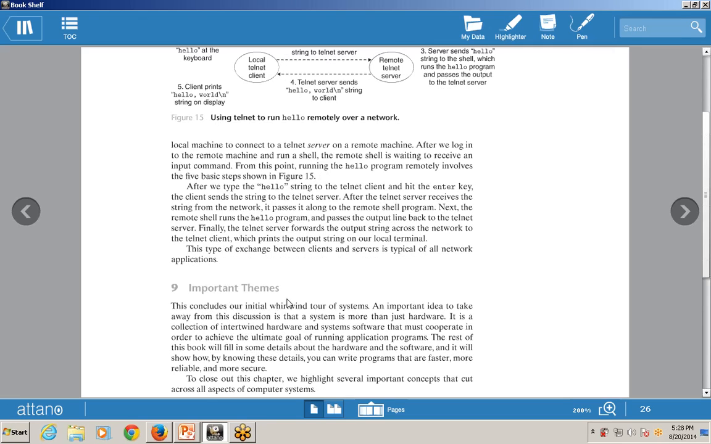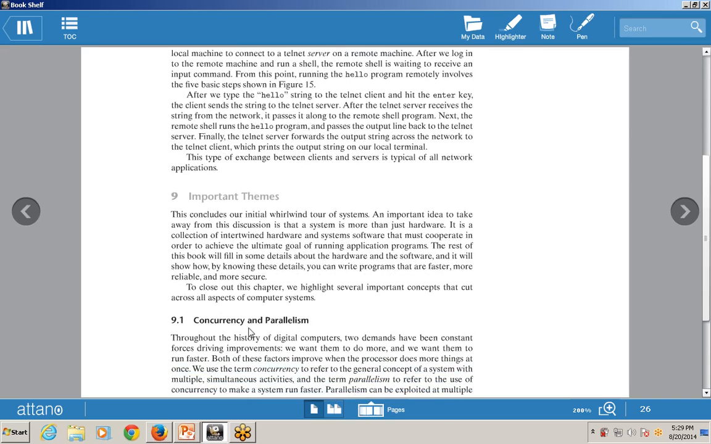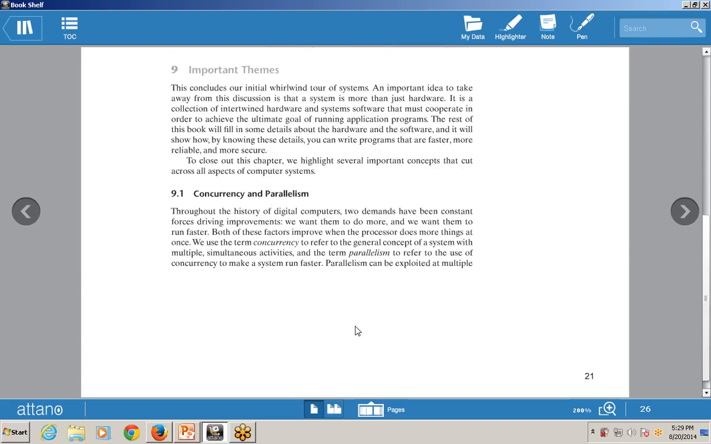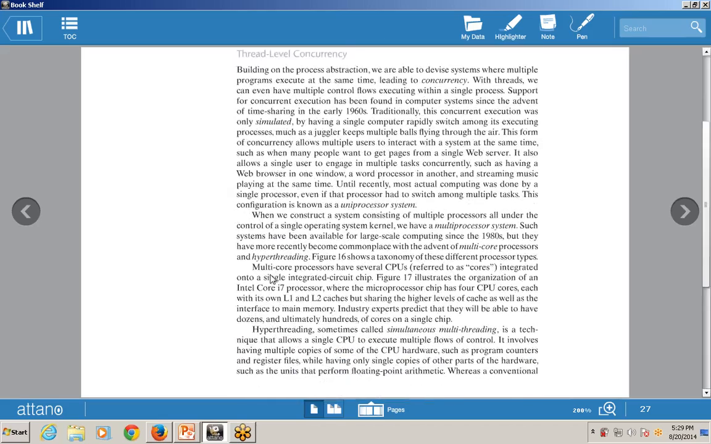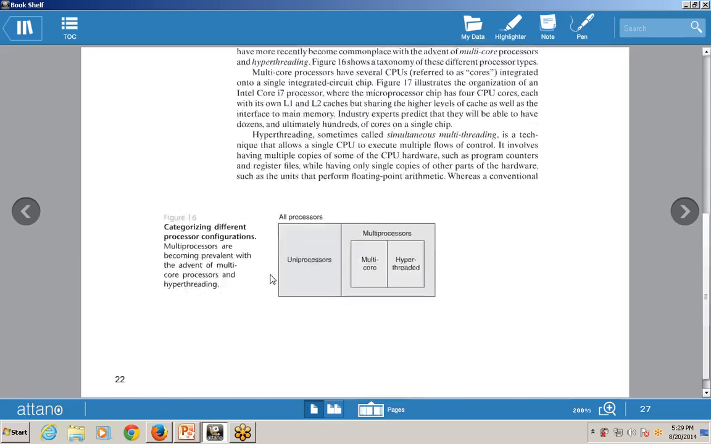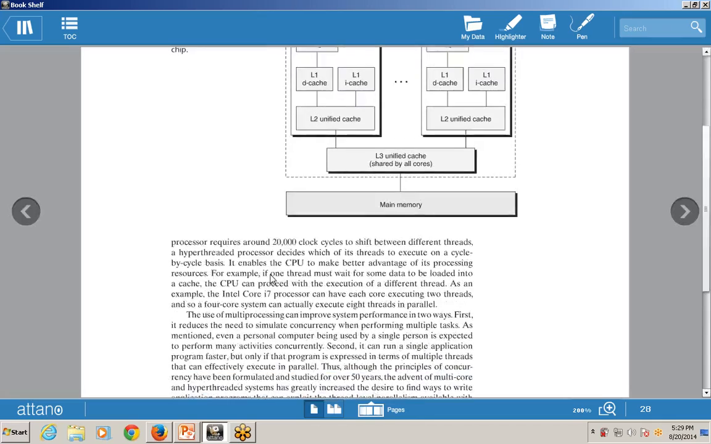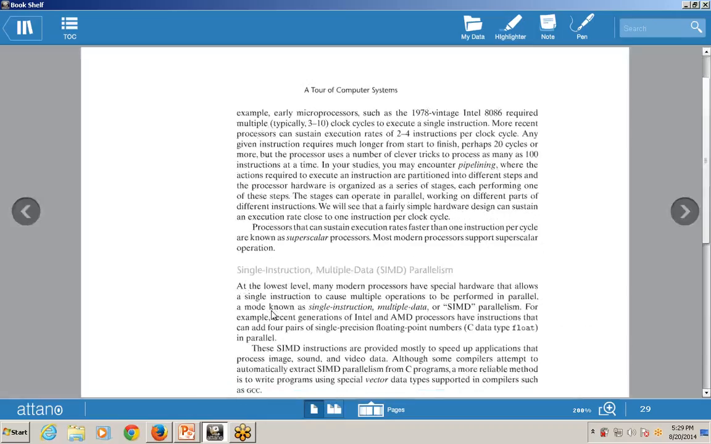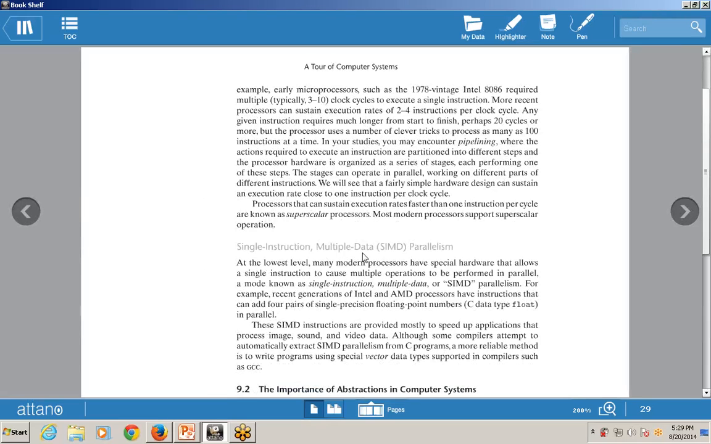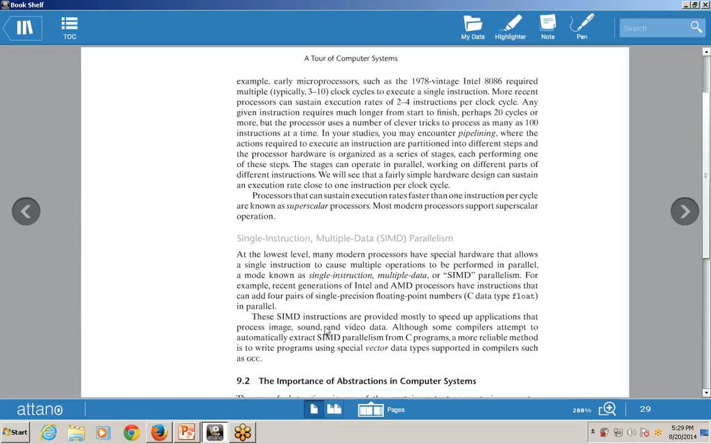Then we also talked about what are the important themes available in computer system. Means what are the different definitions, different topics or different criteria available, like concurrency, parallelism. Then there are multiple types of concurrency like thread level concurrency, instruction level parallelism, single instruction multiple data, that is SIMD parallelism.